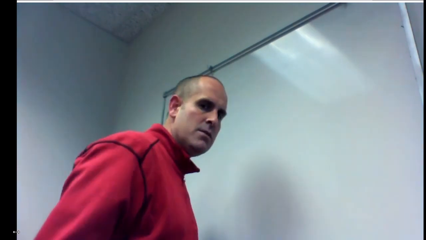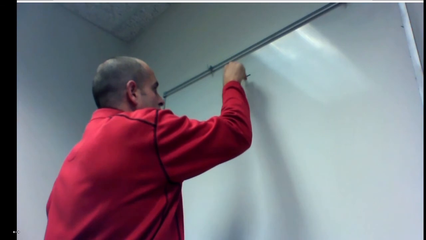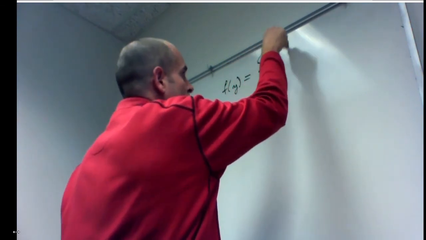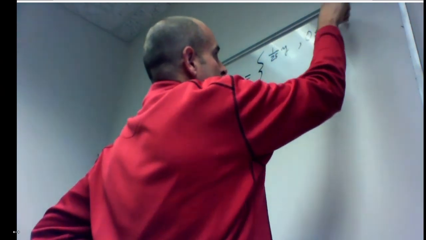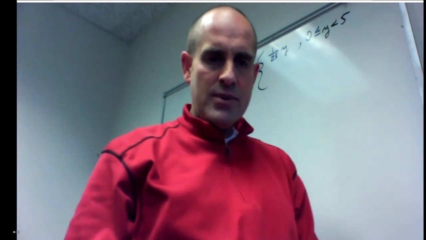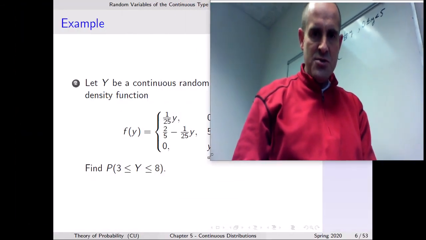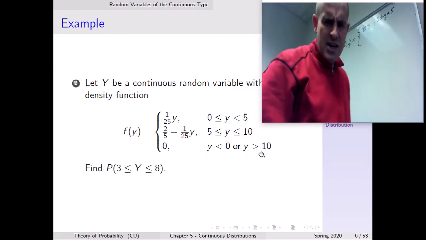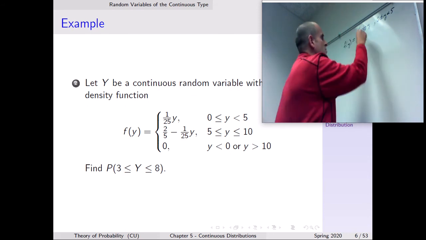f of y, what was it? f of y was equal to 1 over 25 times y if 0 is less than or equal to y and y is less than 5. Hang on, I just want to make sure that's actually true. Yep. And let's see, it's equal to 2/5 minus a 25th y.